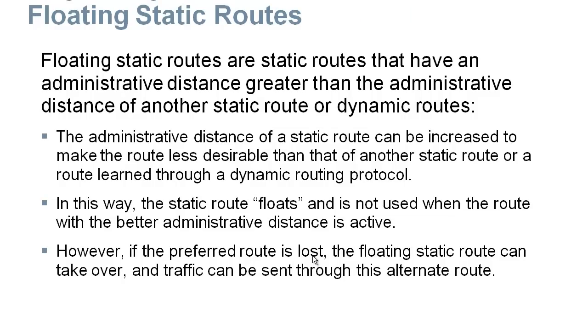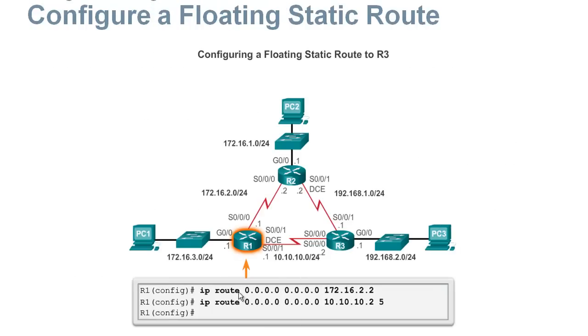All right, so remember, floating static routes, you put the administrative distance at the end. And again, floating static routes are typically used for backup routes. So in this case, R1 makes a static route. They put another link down in here. So R1 makes a static route: ip route, hey, if I don't know where to go, go to 172.16.2.2. But in case this link breaks, he then puts in a floating static route, ip route, and so on, and changes the administrative distance to 5.